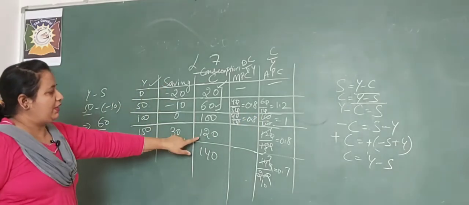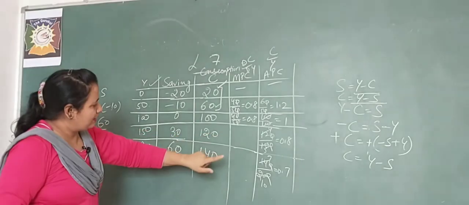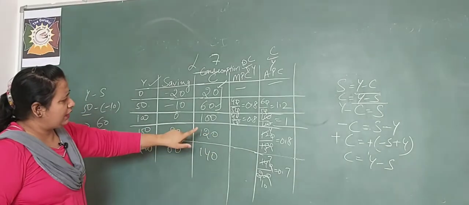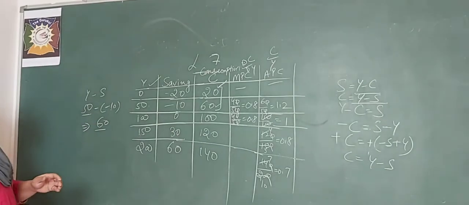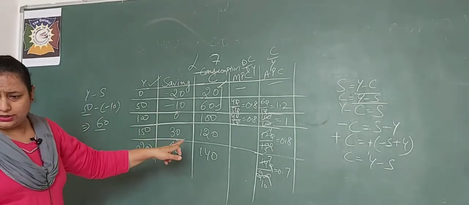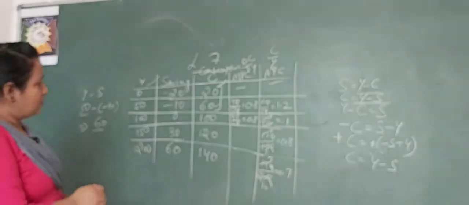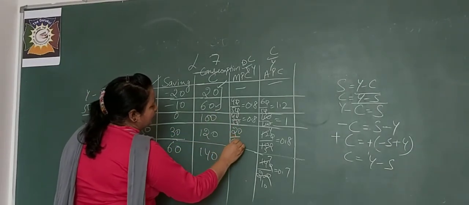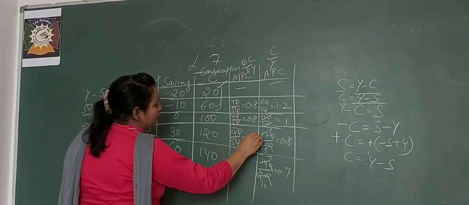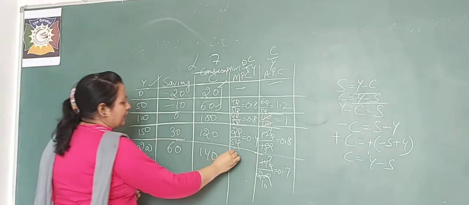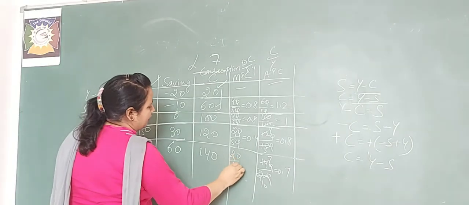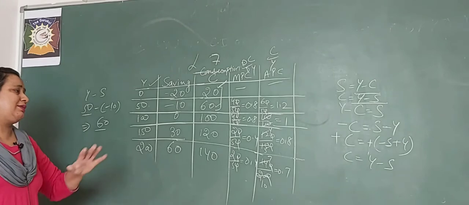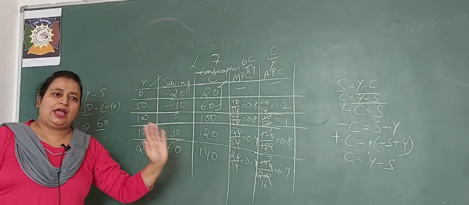Next 120, change in consumption, that is 120 minus 100, that is 20 upon 50, that is 0.4. The next I will take 20 upon 50, that is 0.4. This is the method to find APC, MPC.